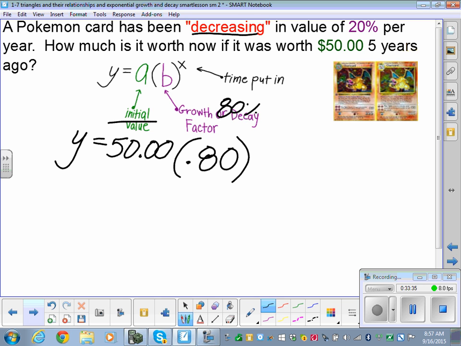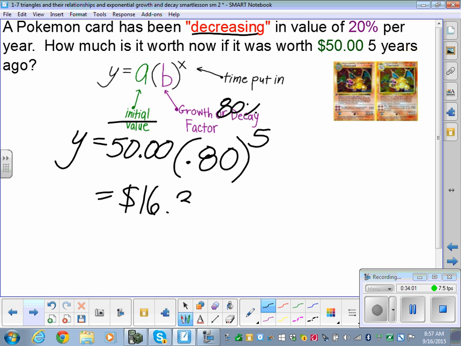Okay, so it says how much is it worth now if 5 years ago it was worth that? So once again, it's been 5 years. Let's see how much it's worth now. So 5, because that is x. Do you have questions on how come I'm using 80% instead of 20? Okay. Type that in for me in your calculators, and what do you get? 16. Yep, you're right.